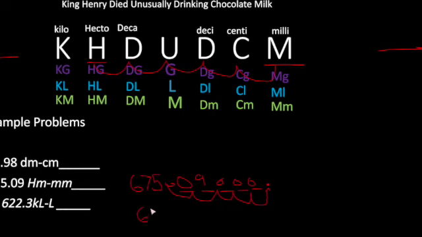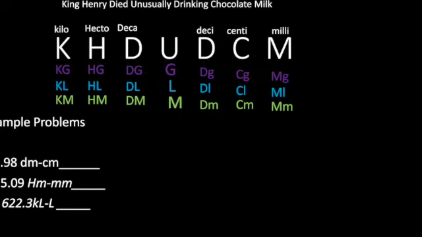Our answer would be 675.09. Oops, no. See, this is where I get confused too sometimes. It wouldn't be a decimal point here because we are writing our answer. 67,509,000 point. And you can also put another 0 over here if you want. It's not mandatory, but I just like it so I don't get confused. Then our answer would be 67,509,000.0 millimeters.